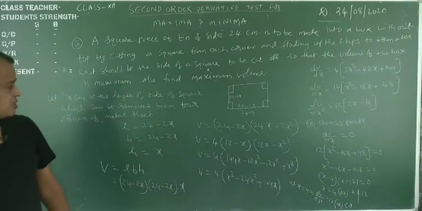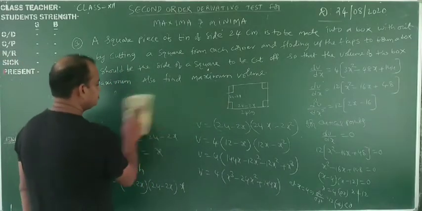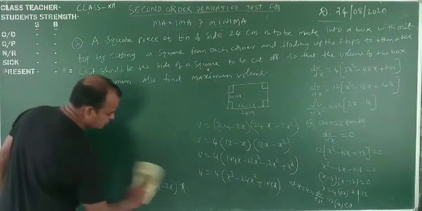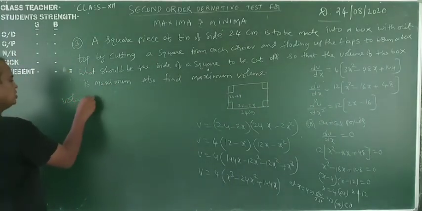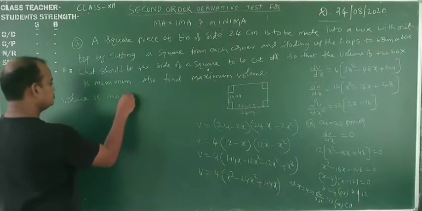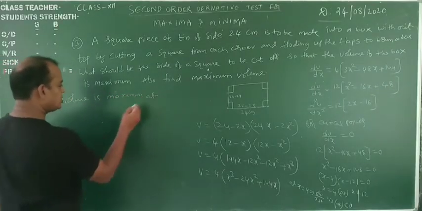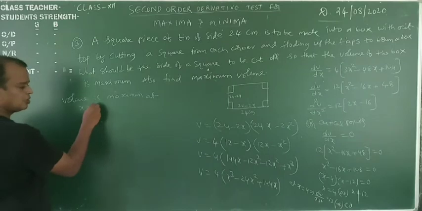Volume is maximum at x is equal to 4. Write down that one. Volume is maximum at x is equal to 4. Yeah, my dear students. Therefore, volume is maximum at x is equal to 4.